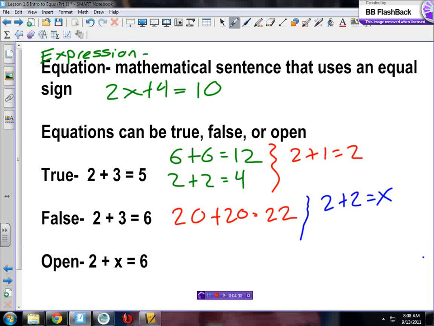There we go. All right? So like 2 plus x equals 6. So those are open ones. Any equation with at least one variable in it is open. Okay? Are we clear on true, false, and open?